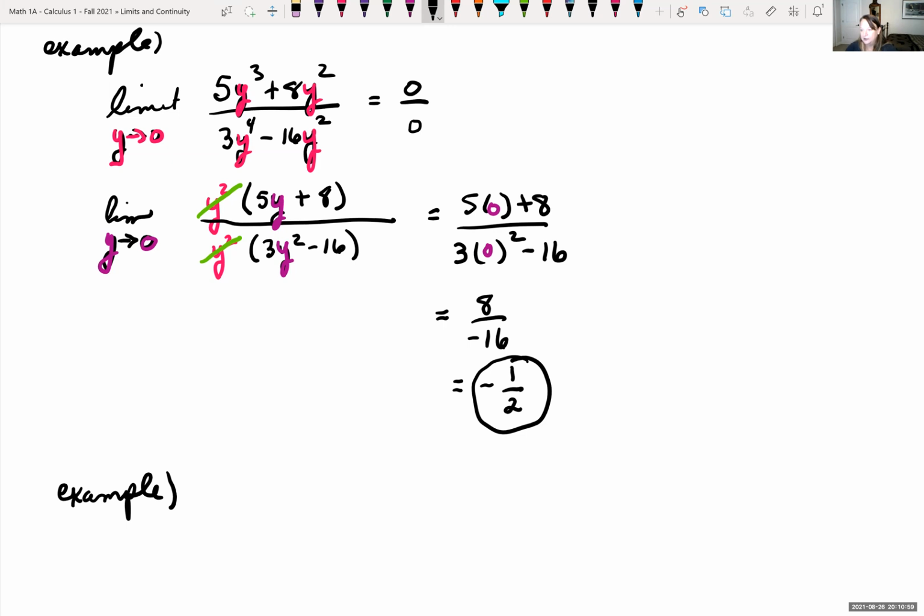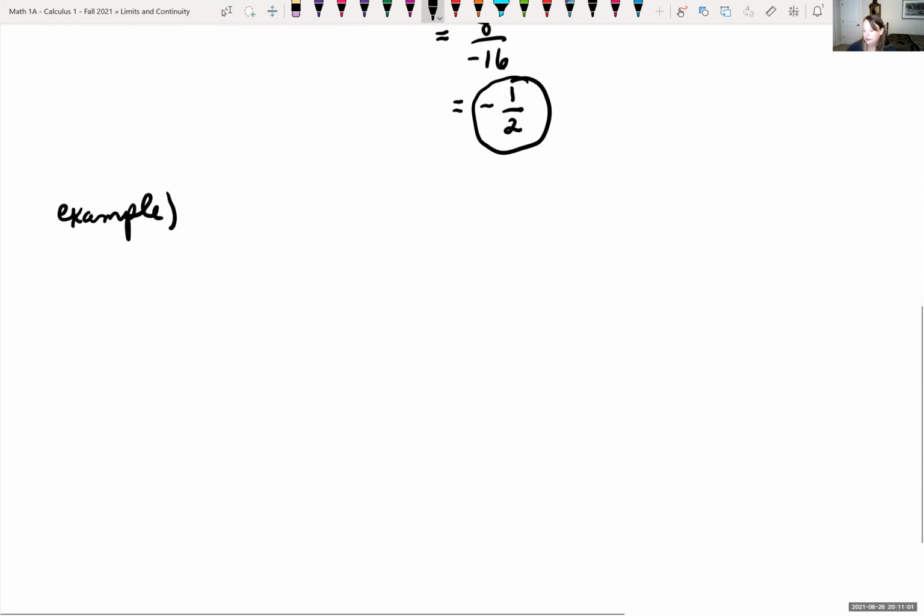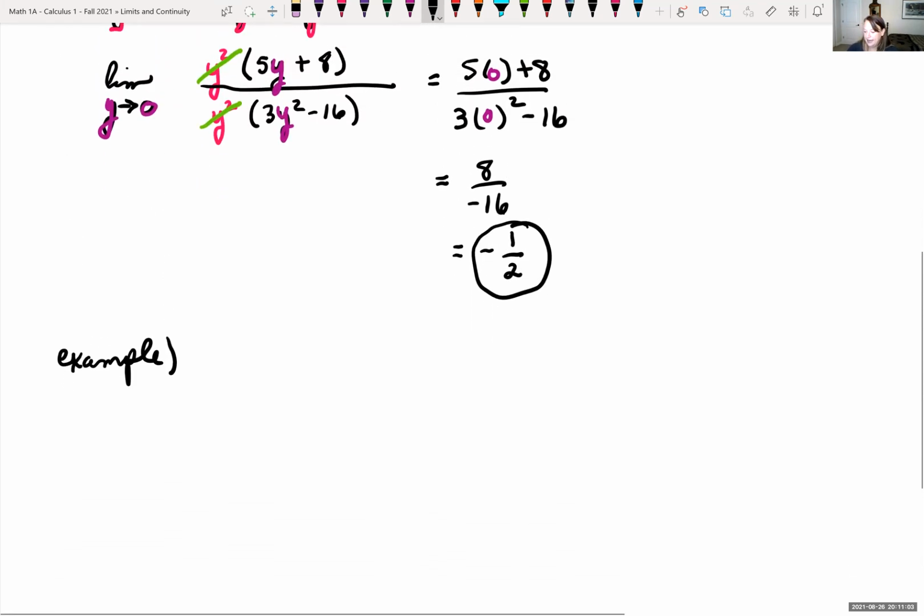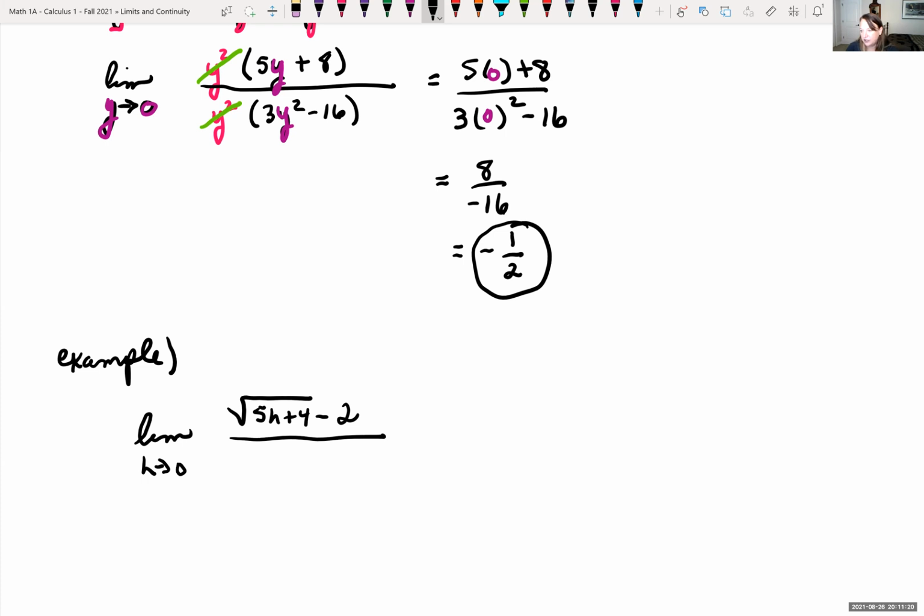So what about the limit as h is approaching 0 of the square root of 5h plus 4, with the 4 inside the radical, minus 2, and then this is all over just h.